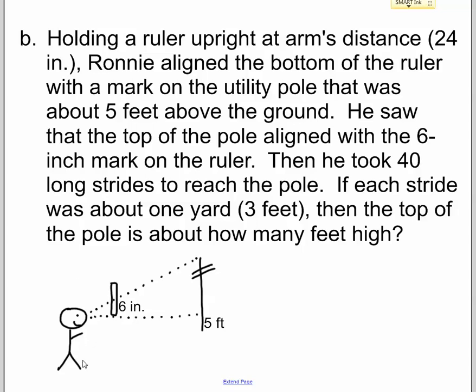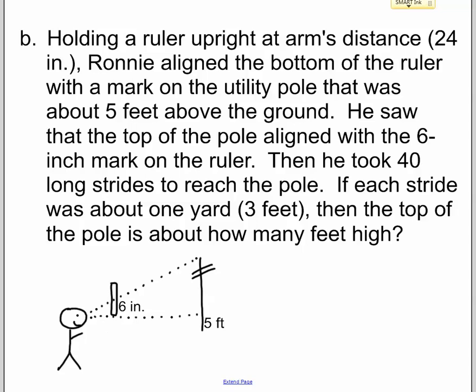Here's Ronnie, good-looking guy, shaved head like Mr. Kaczynski. He's holding out this ruler at arm's length. We could probably put a couple distances in here. We know that he's 40 yards or 120 feet away from the pole. We also know that this ruler he's holding up is 2 feet, 24 inches away from him.